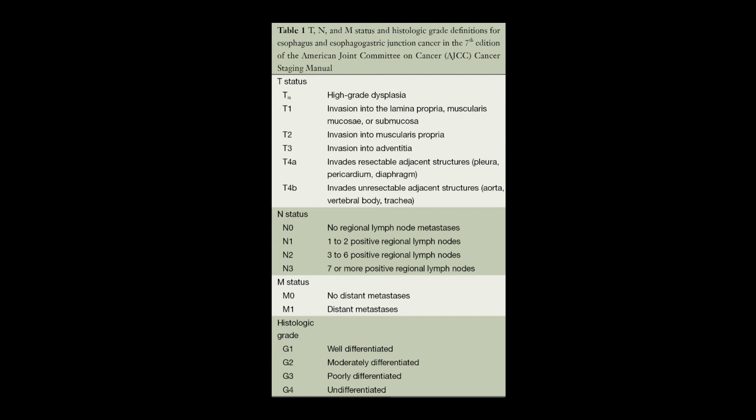For the M status, the presence of distant metastasis is designated as M1 and M0 if there is no distant metastasis. For the histologic grade, grade 1 is well differentiated, grade 2 is moderately differentiated, grade 3 is poorly differentiated, and lastly, grade 4 is undifferentiated type of esophageal malignancy.